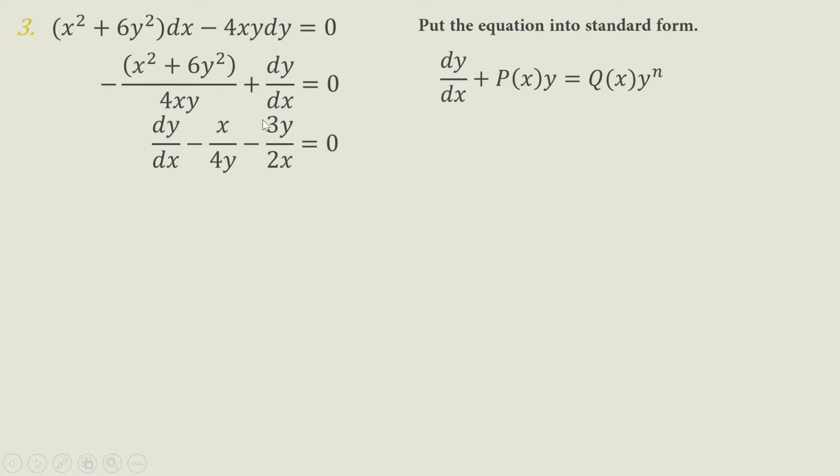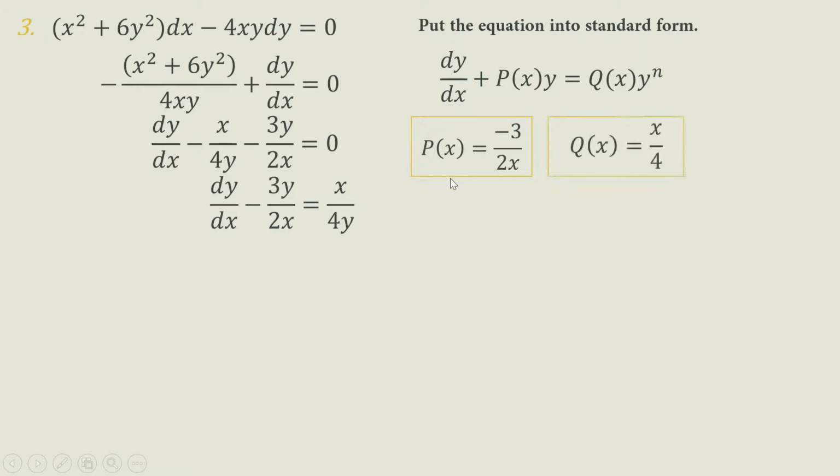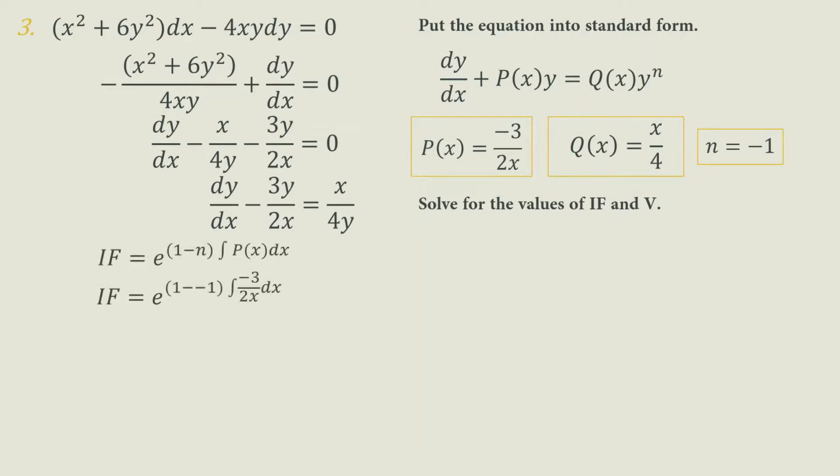And then transferring this term from left to right in order to find the value of q of x. So our p of x is negative 3 over 2x, and our q of x is x over 4. And then our n again is negative 1. And then next step is to solve for the values of the integrating factor and v. So that is e raised to 1 minus negative 1 times the integral of negative 3 over 2x dx.